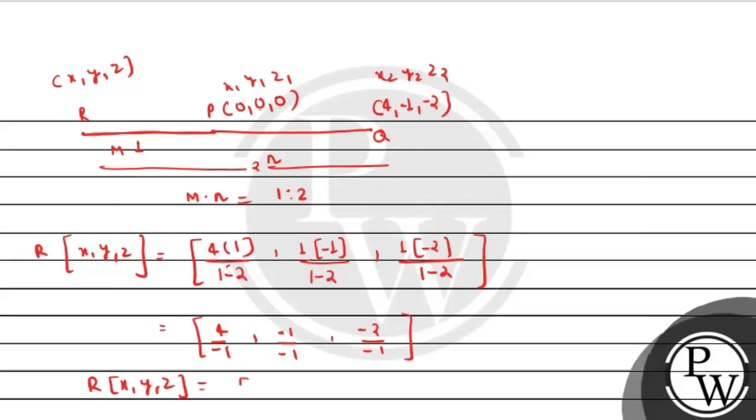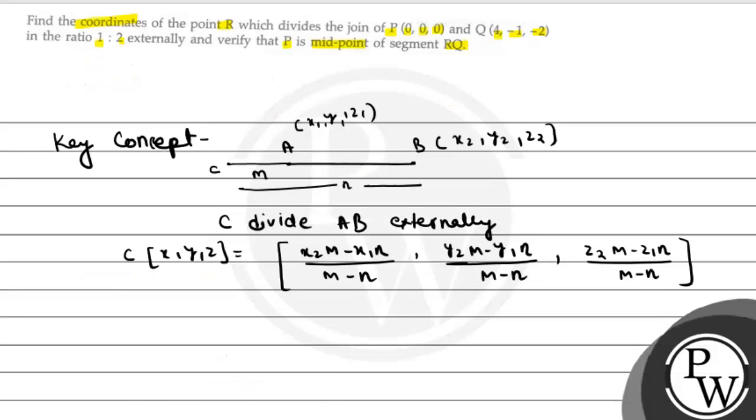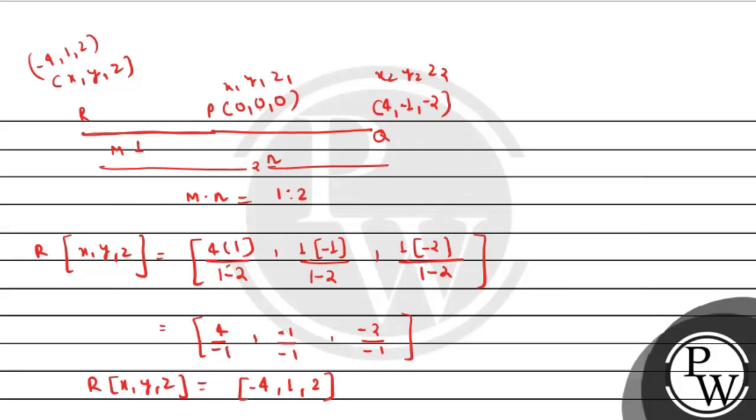So at the last, the value of R, that is X, Y and Z, will be (-4, 1, 2). These are the coordinates of R. Now, reading the question again, we have to verify that P is the midpoint of segment RQ. So we have to prove that P, which has the coordinate (0, 0, 0), is the midpoint of RQ.